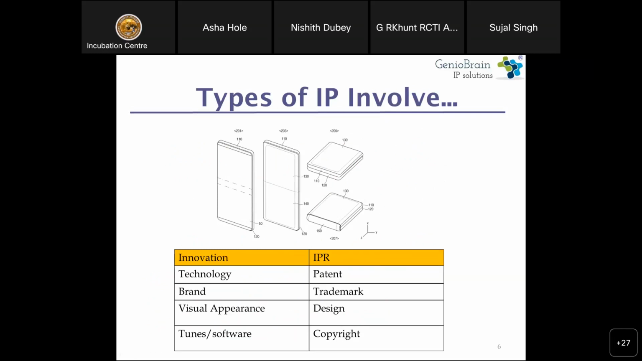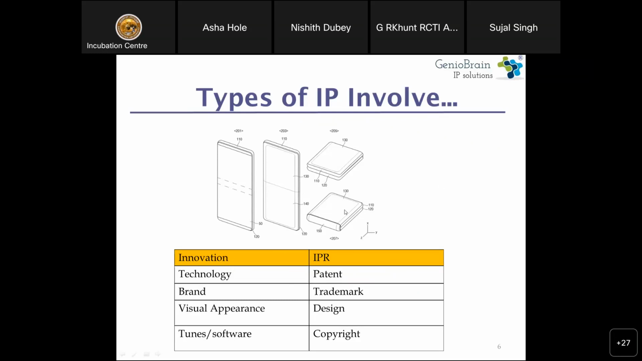Put a mobile phone, the same example I have given you in the previous slide. So this is an innovation, the Z Fold mobile phone from Samsung. Which types of IP are being protected through this innovation? First is the technology, what we call the Android phone today. That technology has been covered through a patent. Second, the brand for that product has been covered through a trademark.